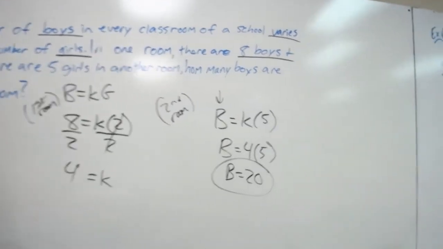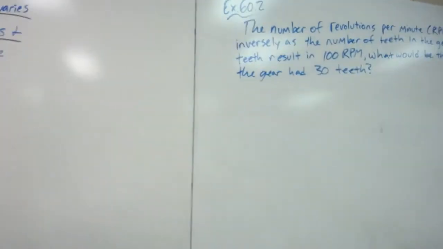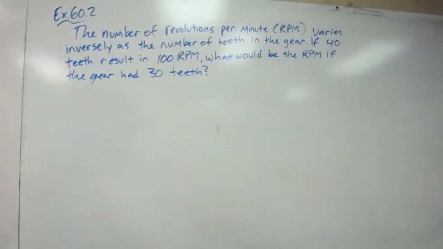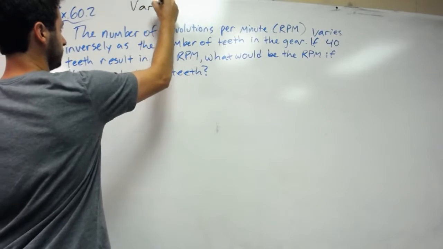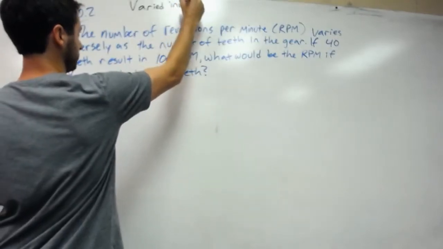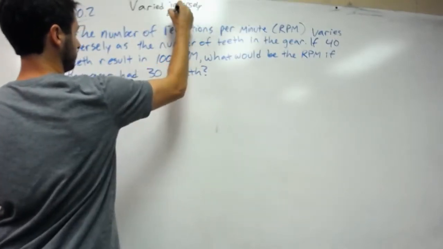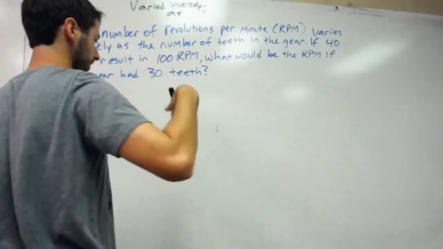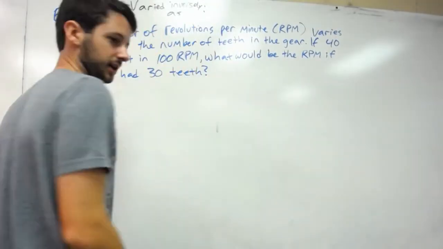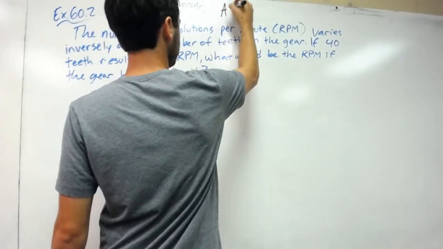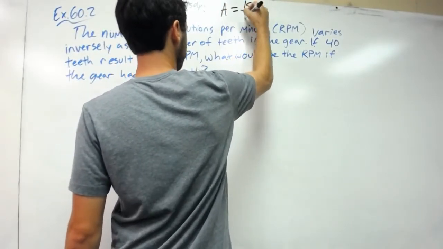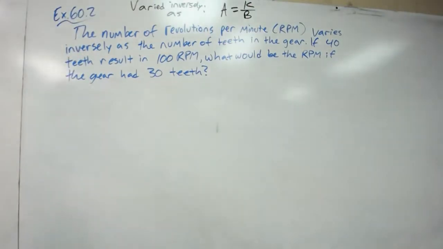There's one more type of problem. These are called varied inversely as. Varies inversely. And so we had A equals KB in the last one. In this one, we're going to have A equals K divided by B. So we change it from multiplication to division.